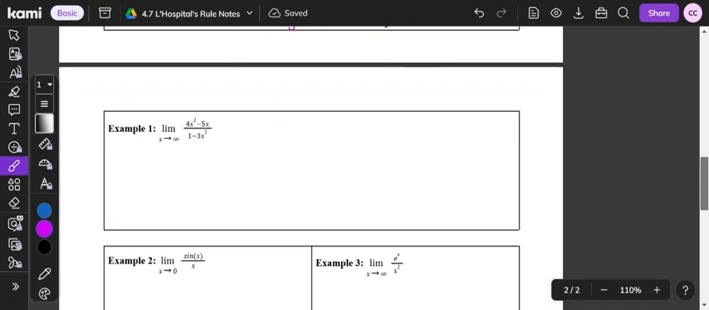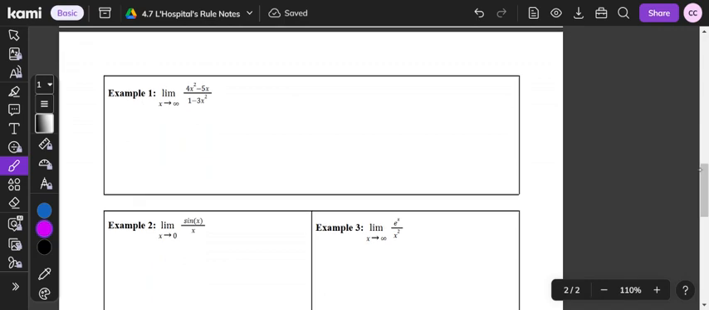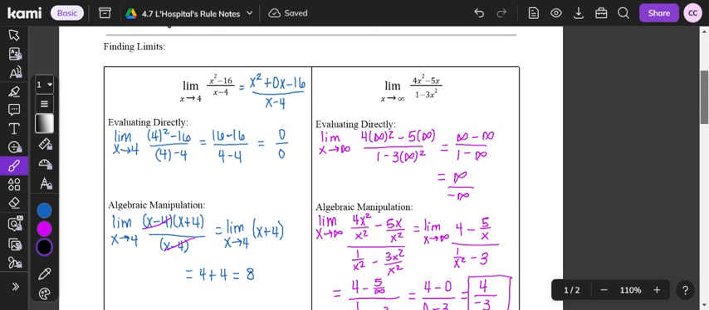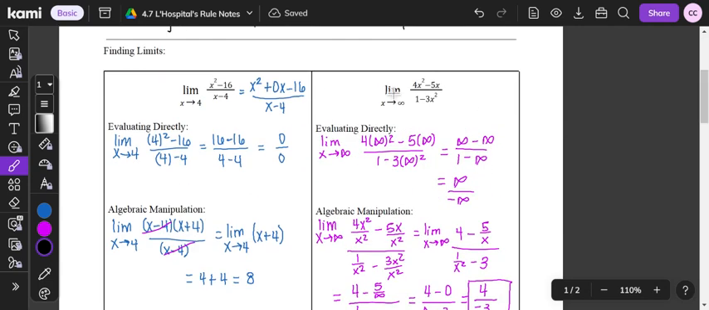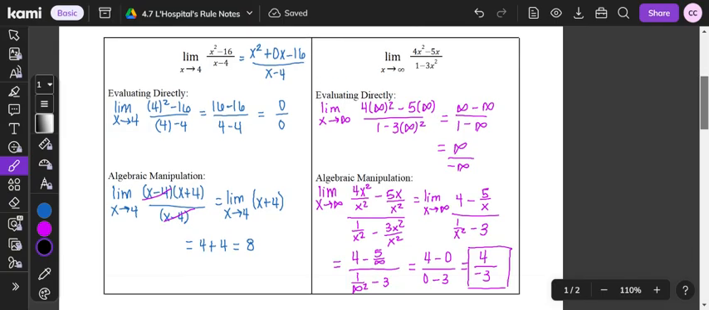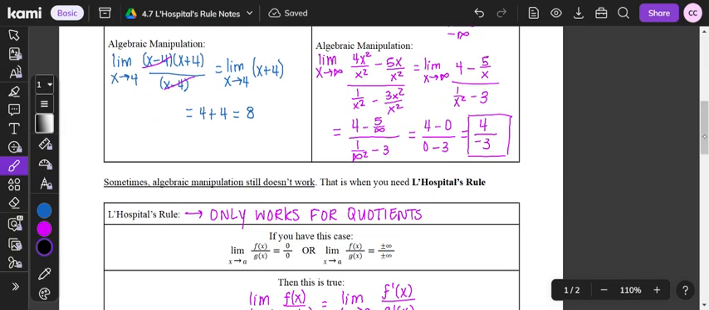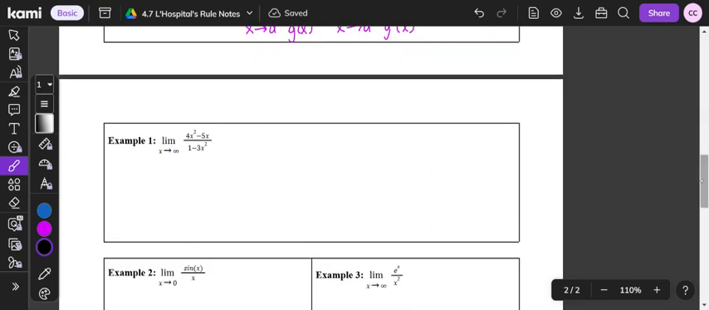All right, so let's look at example 1. Get the limit as x approaches infinity of 4x squared minus 5x over 1 minus 3x squared. Now, hopefully you guys notice right out the gate that this is actually the problem we just did right here. So we've already done this. So I know when I go to use L'Hopital's rule, I should get 4 over negative 3. It should give me the same answer.